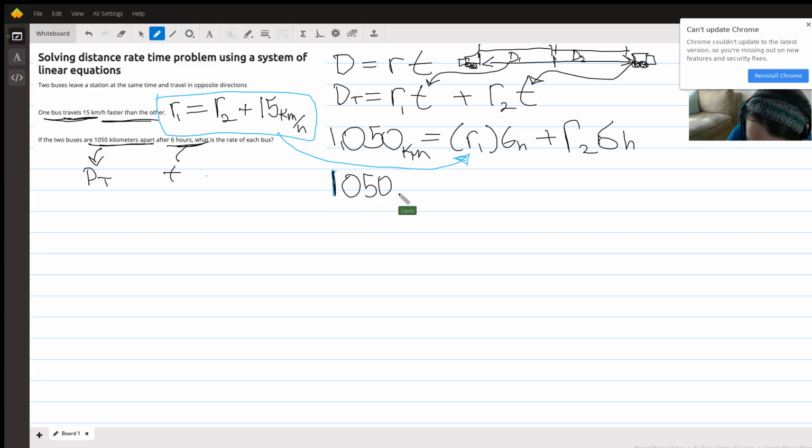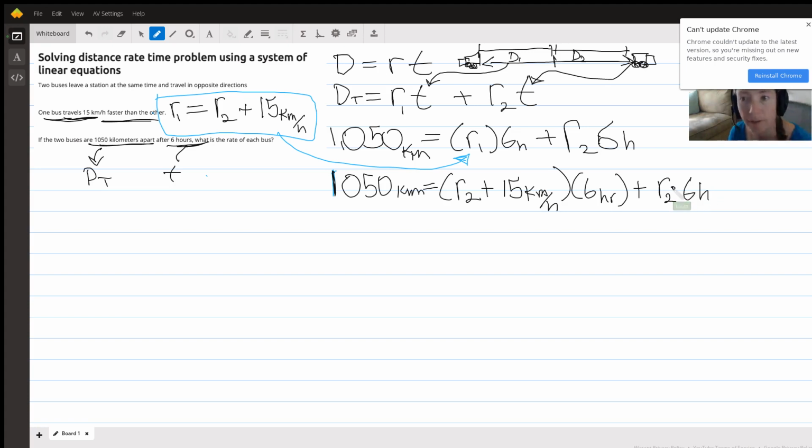1,050 kilometers is going to equal my rate 1 times 6 hours, but now instead of writing rate 1, I'm going to write rate 2 plus 15 kilometers per hour times 6 hours. And then I'm going to make sure I keep my plus, rate 2 also times 6 hours. And now I just have to solve for rate 2.